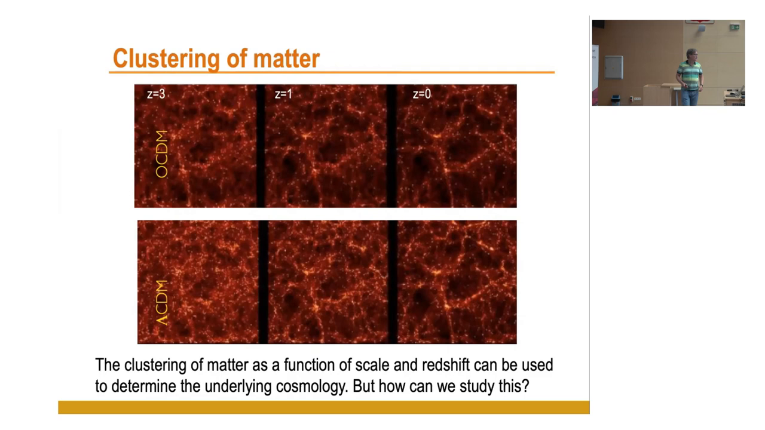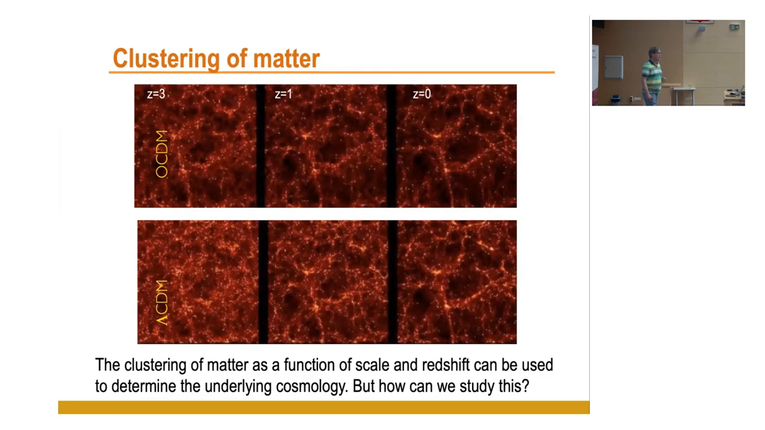And of course, you can flip it around, you can start with the same initial conditions, but you'll see that by the time you reach redshift zero, these universes look completely different statistically. And so, okay, we want to map the matter distribution. So how do we do this?